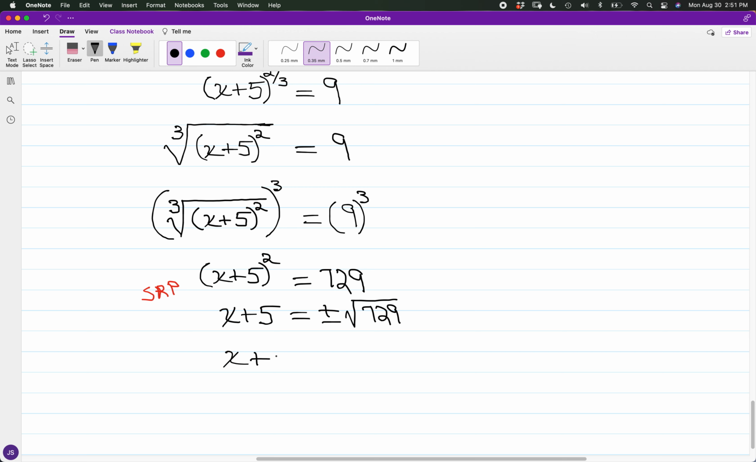And so we have for x plus 5, this is going to be equal to plus or minus 27. And now setting up the equations and solving for x. So at the lower end, we have x plus 5 is equal to negative 27. And at the upper end, we have x plus 5 is equal to positive 27.